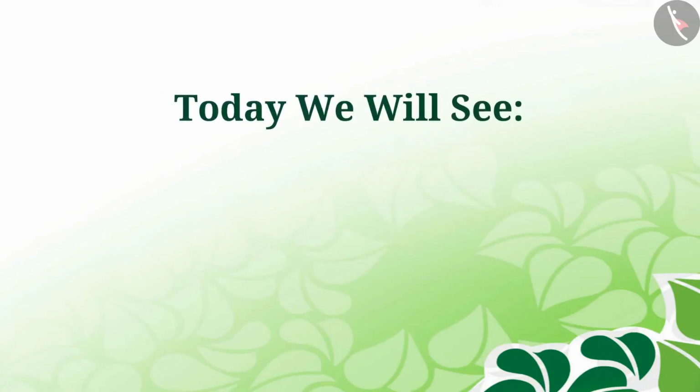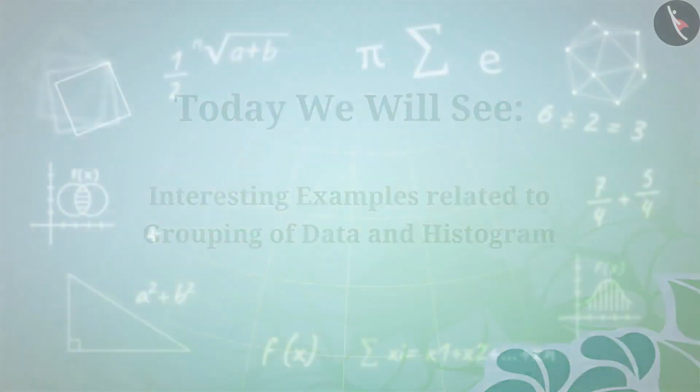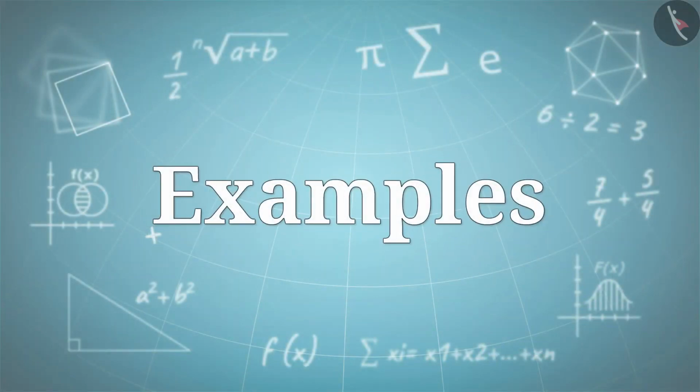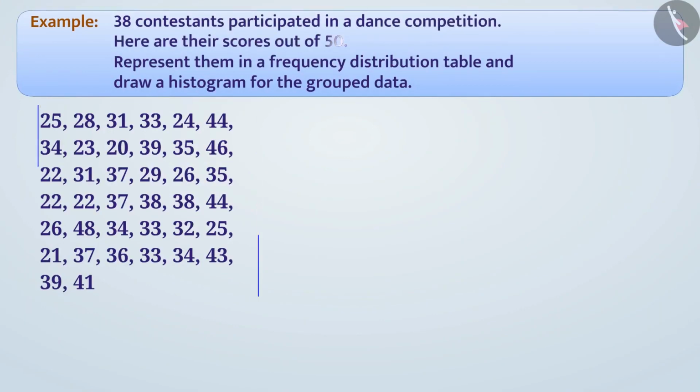Today we will see some interesting examples related to grouping of data and histogram. 38 contestants participated in a dance competition. Here are their scores out of 50. Represent them in a frequency distribution table and draw a histogram for the grouped data.